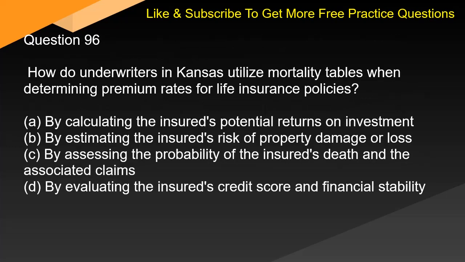Question 96. How do underwriters in Kansas utilize mortality tables when determining premium rates for life insurance policies? A. By calculating the insured's potential returns on investment. B. By estimating the insured's risk of property damage or loss. C. By assessing the probability of the insured's death and the associated claims. D. By evaluating the insured's credit score and financial stability.